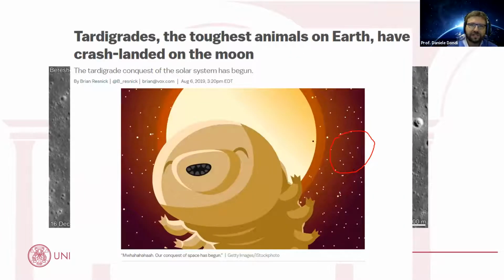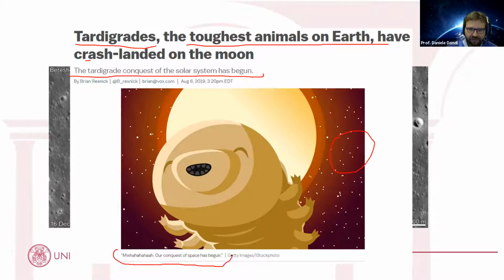But you see, the journalists made this title: the toughest animals on Earth have crash-landed on the moon. As you can see here, the tardigrade conquest of the solar system has begun. So this is the title that you have. Now we know that we sent tardigrades to the moon, and we spread them on the surface. This was not the idea, but sometimes something goes wrong.